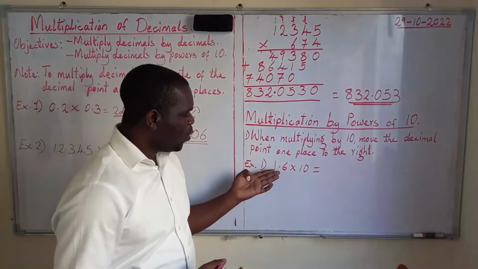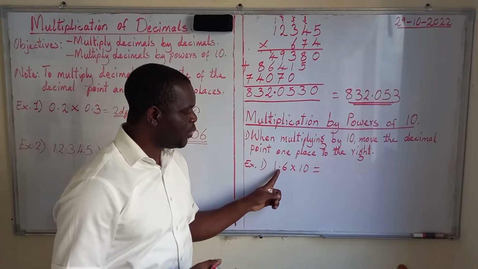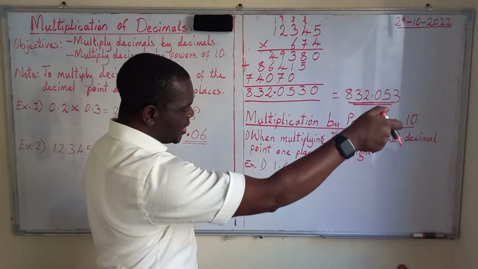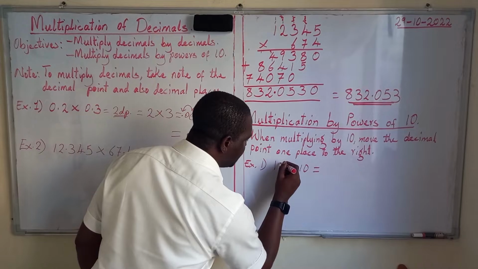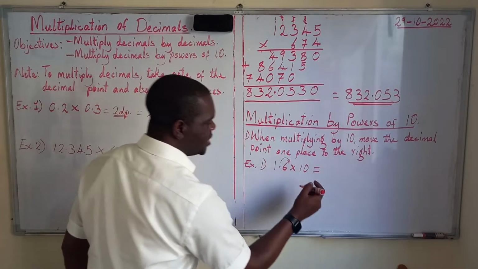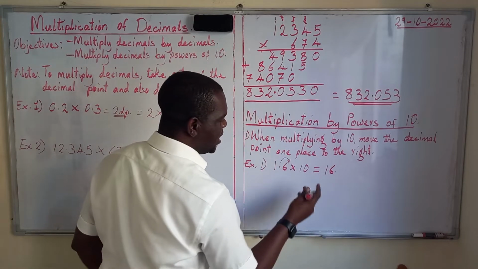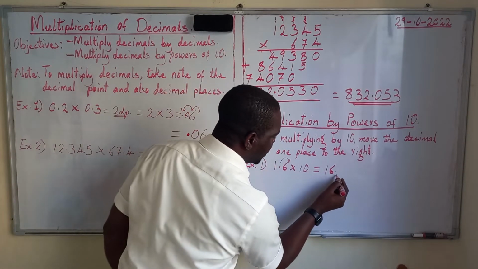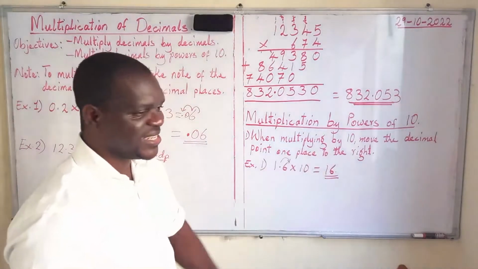For instance, 1.6 times 10 means we move this decimal point from where it is 1 time to the right hand side, and it will come right in front of 6. So the answer will be 16, and the decimal point is here. And since there is no other number, we can consider 16 as our answer. Let's look at the second example.